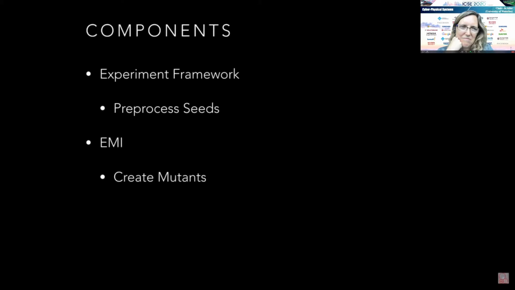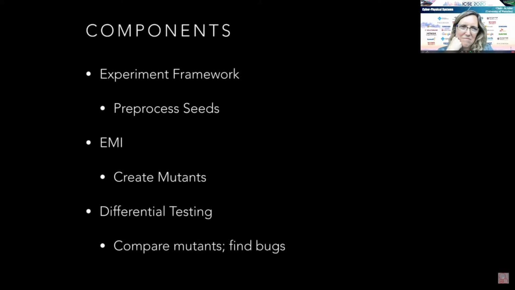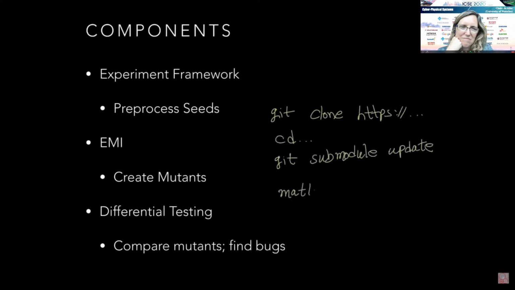SLEMI has 3 independent components. First, a framework to run experiments on Simulink models, such as pre-processing the seed models to improve overall runtime. Next, we create EMI-based mutants from these seeds. Lastly, high-performance differential testing to compare the mutants with their seeds. Any difference we find is a likely indicator of a compiler bug. All of our tools are open source and require MATLAB version 2018a or newer.